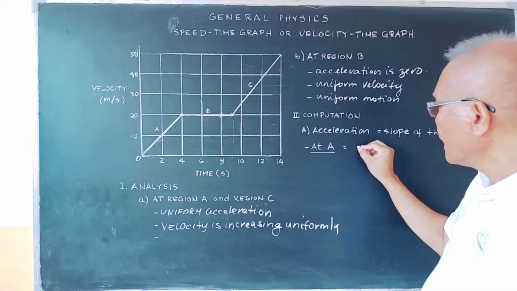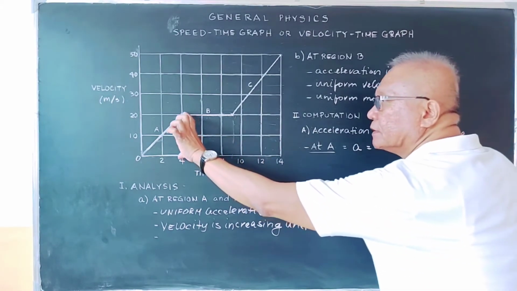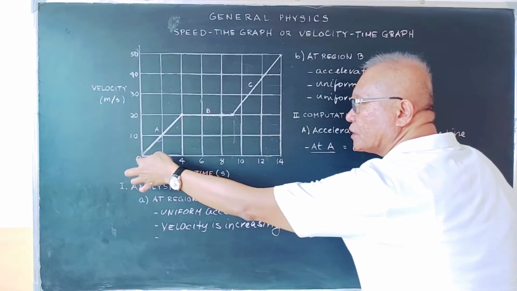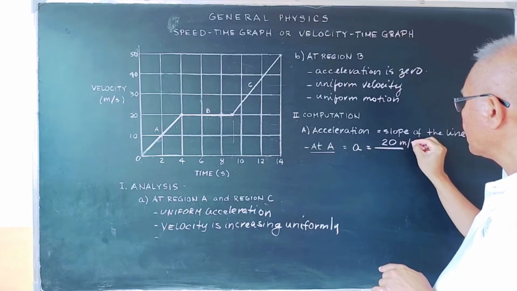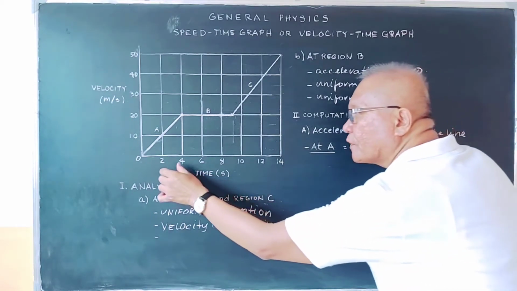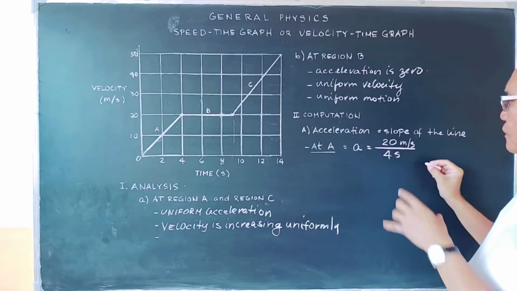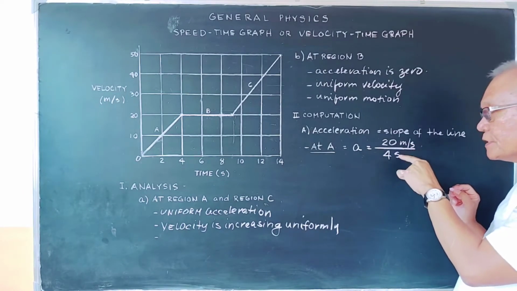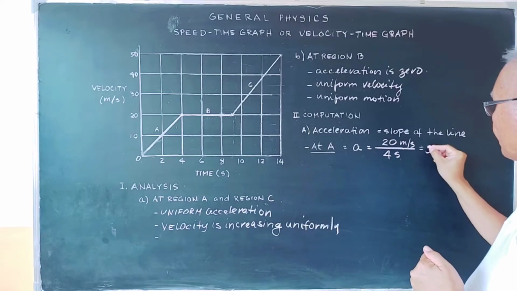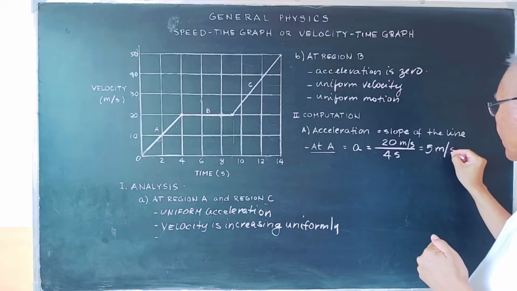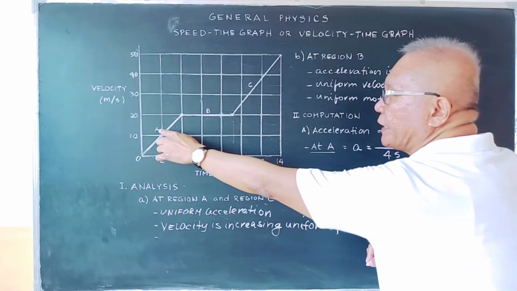So at A, our acceleration, which is actually the slope, is equal to the height. The height of this triangle is 20 minus 0. So I will not put the 0 anymore. So it is 20, that 20 is meter per second, divided by the time from 4 to 0. So 4 minus 0 is 4 seconds. From the unit, we have meter per second squared. So here we have 20 over 4 is 5, then 5 meter per second squared. That is our acceleration at region A.